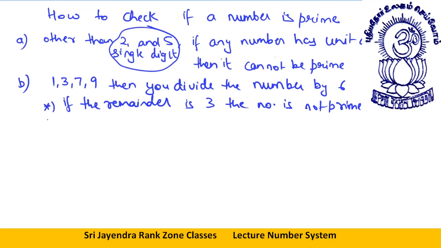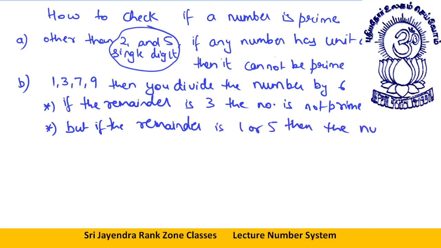But if the remainder is 1 or 5, then the number could be prime. Even then there is no surety. See, so far what we have done is eliminating, that is, we were trying to prove that the number is not prime. But if the remainder comes out to be 1 or 5, then I'll have to check whether the number is prime. How will I check?